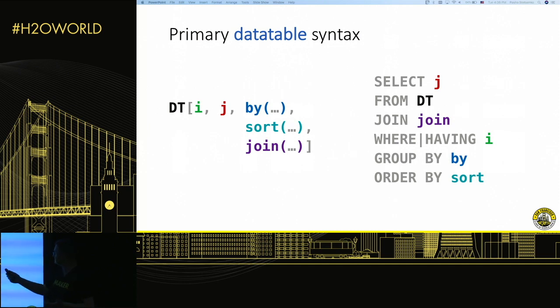This syntax actually has a parallel to SQL, and probably most of you know SQL. In SQL you say select j, the columns, from the data table, and the join, there is a where condition, group by, and order. This is the primary expression in SQL, and in SQL almost everything you achieve through exactly the same form. So in data.table, we can also achieve almost everything through the square bracket notation.